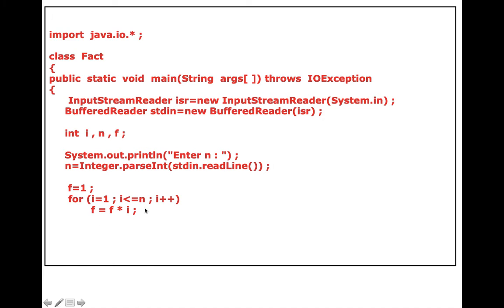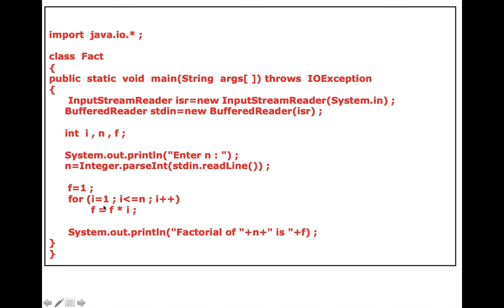Now what this for loop will do is store the factorial of n in f. So if n is equal to 3, what is the value of f? Well, it is 6. So now I write this SOP. Come on, tell me one thing. If n is 3, f is 6, what will be the output of this SOP? It will be: factorial of 3 is 6. And then we close the main, we close the class.